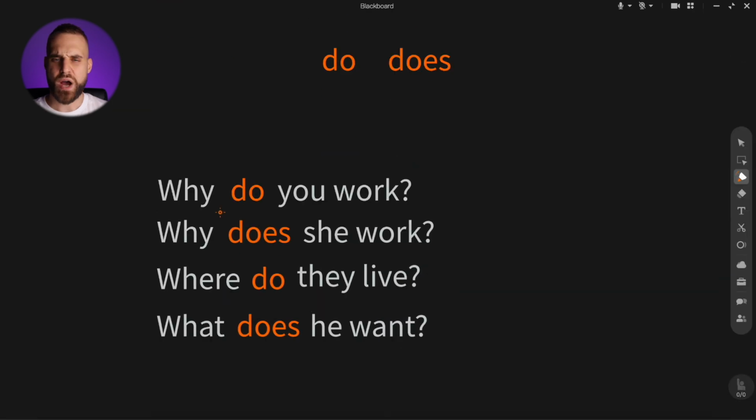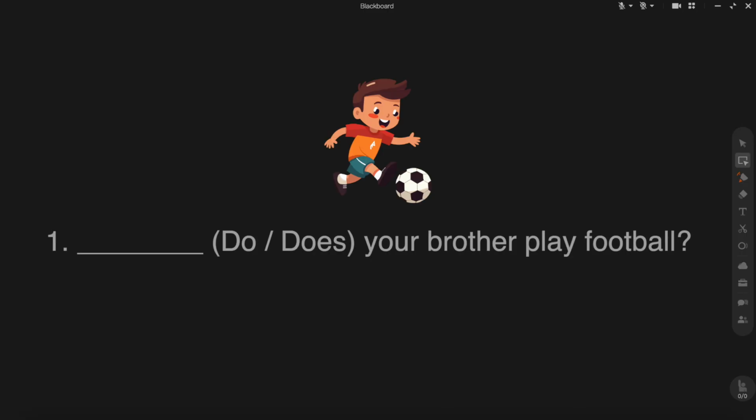For example, why do you work? Why does she work? Where do they live? What does he want? Now it's practice time. Choose the correct version of each question.